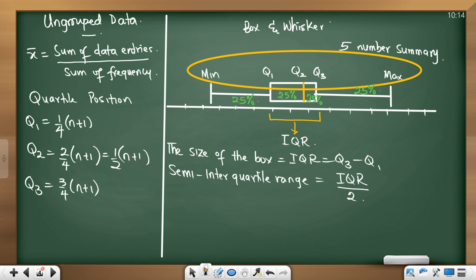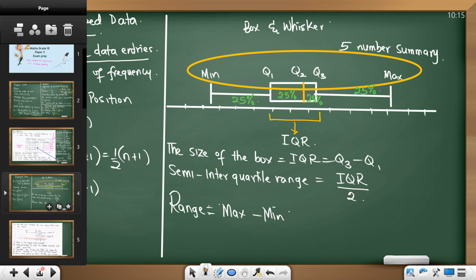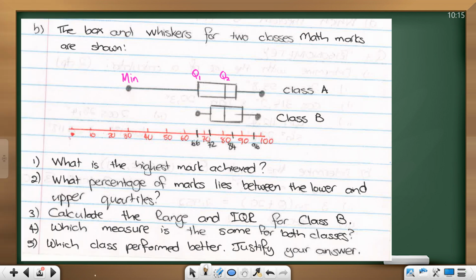All right, are we good? Let's see if we can answer. Oh, by the way, what's your range? Maximum minus minimum, Y values in functions. Okay, let's run. Can we answer now? Quickly, let's move. It says the box and whisker for 2 classes.